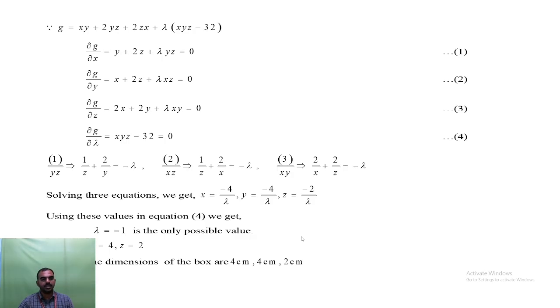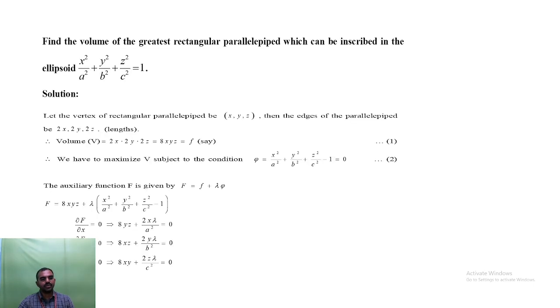Okay, let's see another problem. Find the volume of the greatest rectangular parallelepiped which can be inscribed in the ellipsoid. The equation is given: x square by a square plus y square by b square plus z square by c square equal to 1. Let the vertex of the rectangular parallelepiped be x, y, z. Then the edges of the parallelepiped are 2x, 2y, 2z. Volume is length into breadth into height, so 2x into 2y into 2z, which is 8xyz.